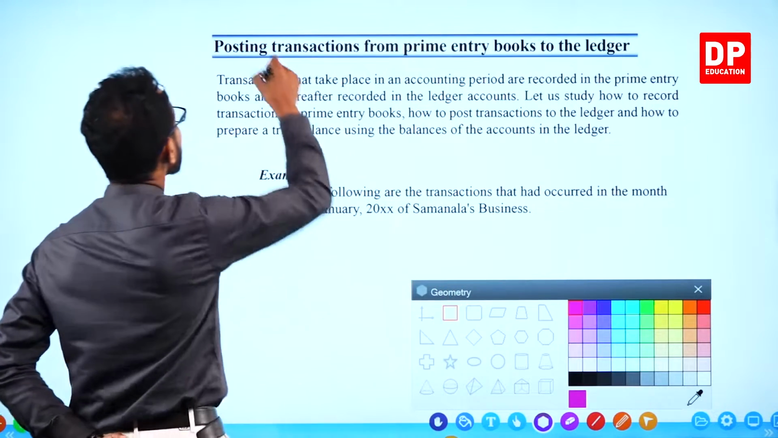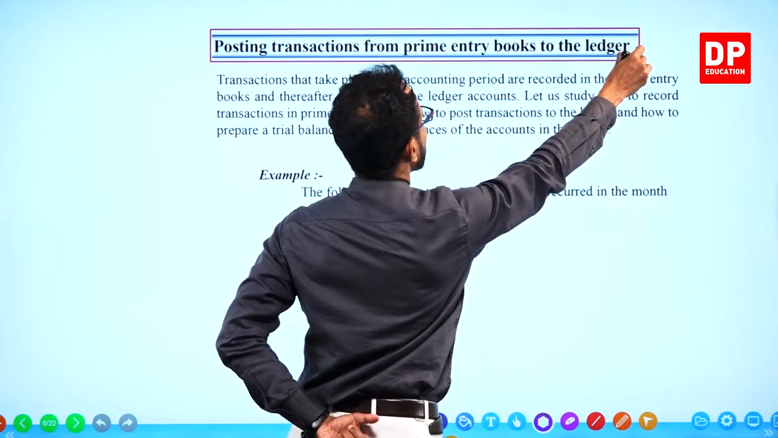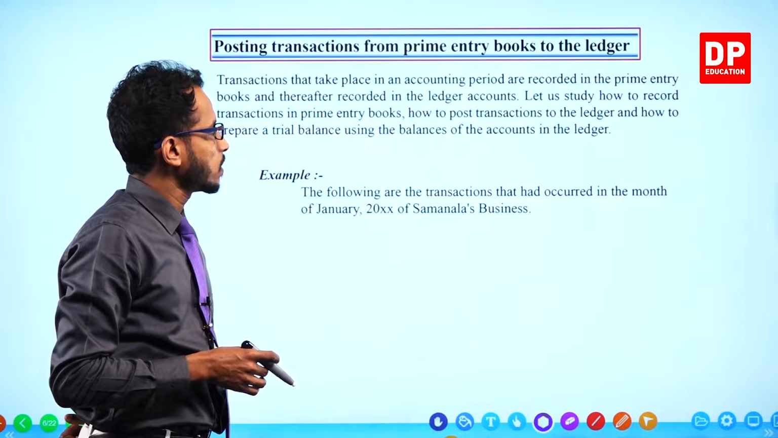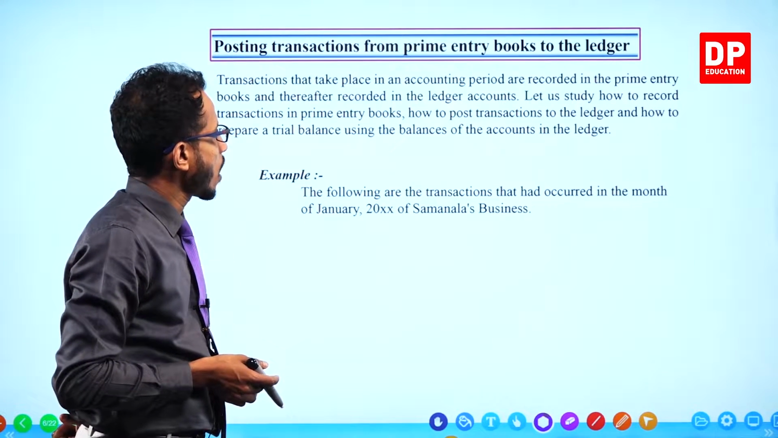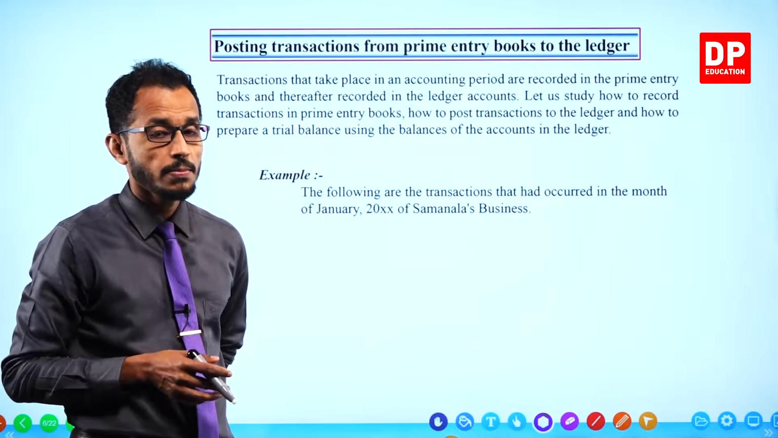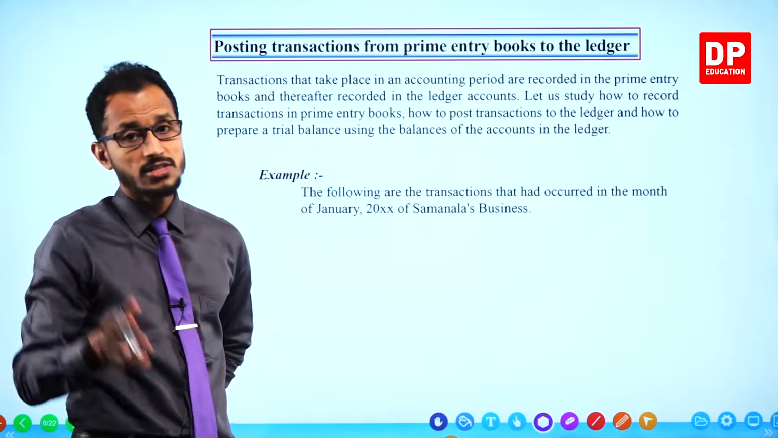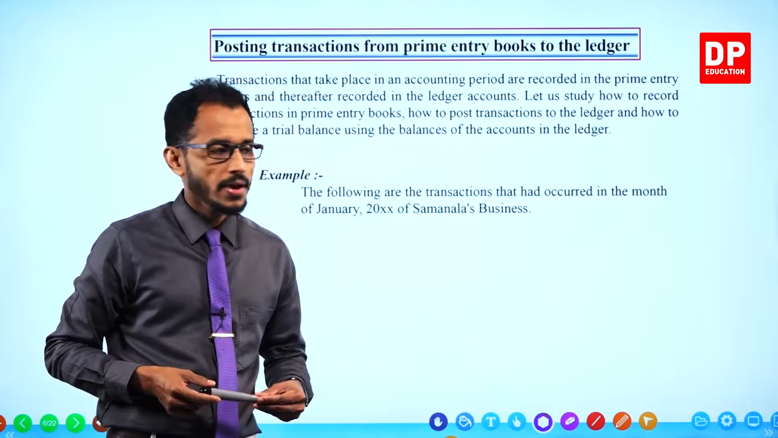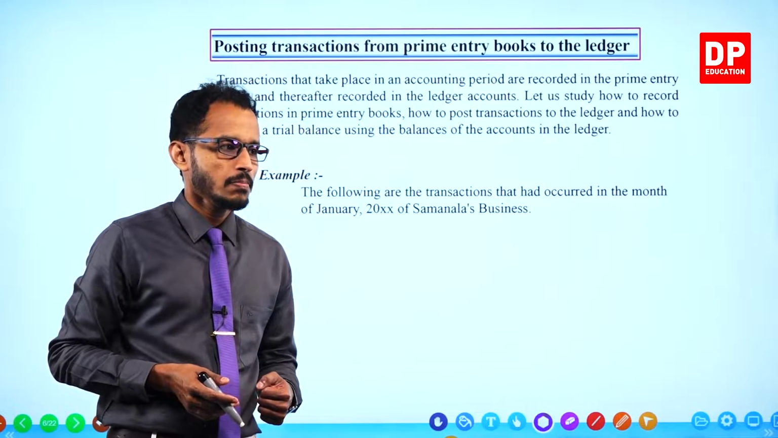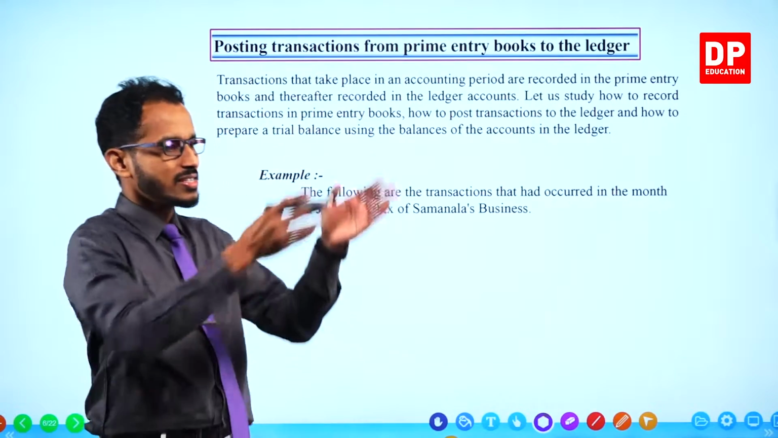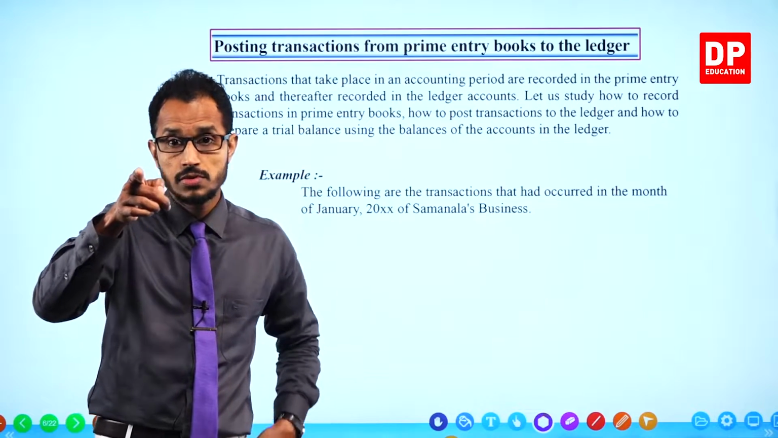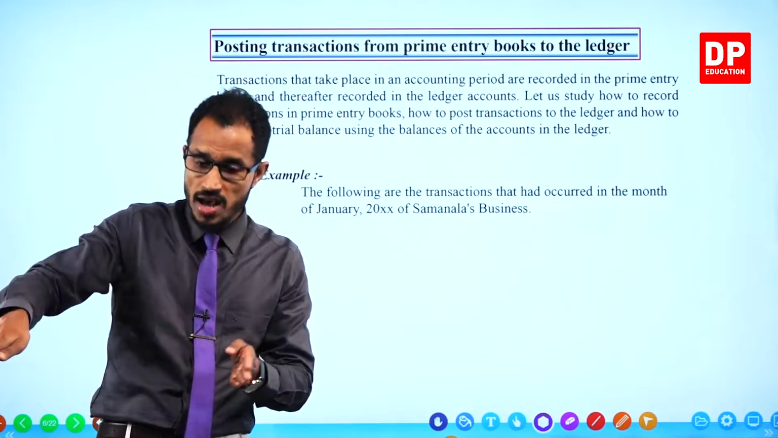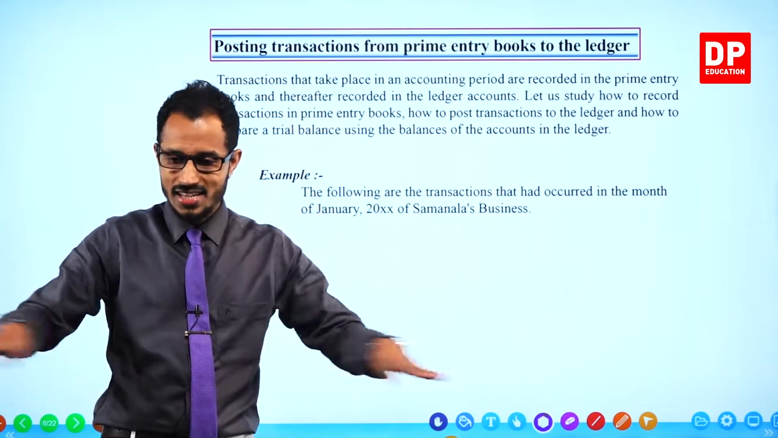When we were doing prime books and ledger accounts, especially the cash book and petty cash book and purchases journal, sales journal, when we were doing those lessons, you must remember, the transactions in the prime books were transferred at the end of the month to the ledger.